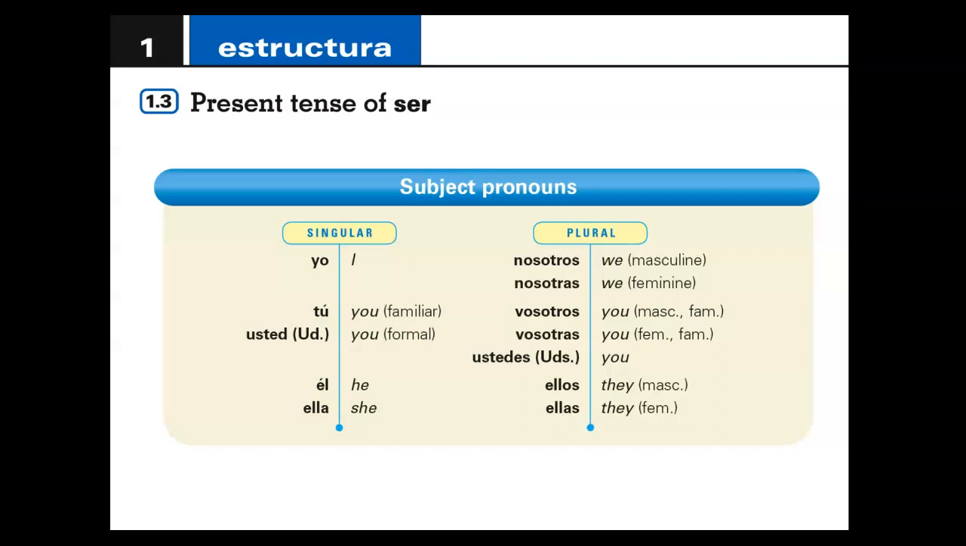And then you have ellos, which is they, and then you have ellas, which is also they, but it's feminine. All girls. Ellos can be masculine as far as all guys, or it can be a combination of guys and girls. Remember, the masculine form is always used if it's a group of guys and girls.